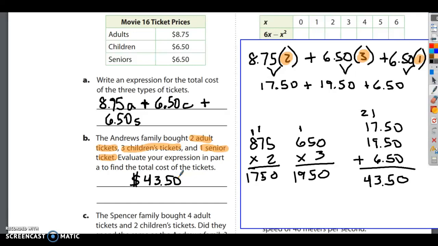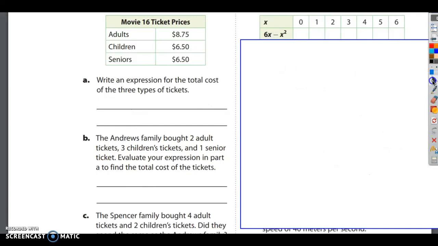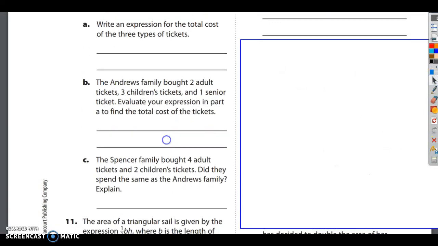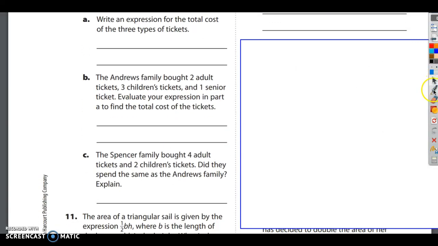All right, so I need to move this up so that we can see the third question, question C. But that's okay. I'll rewrite stuff. So the answer to this one was 8.75 times A plus 6.50 times the children plus 6.50 times the seniors, and this was $43.50.